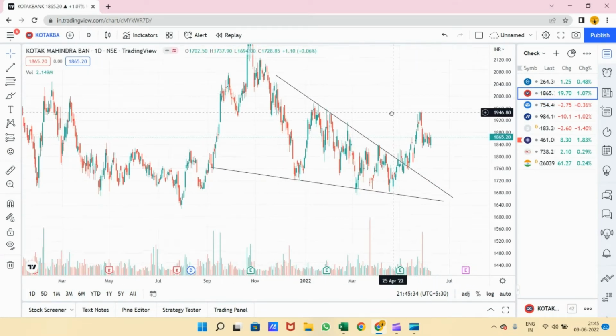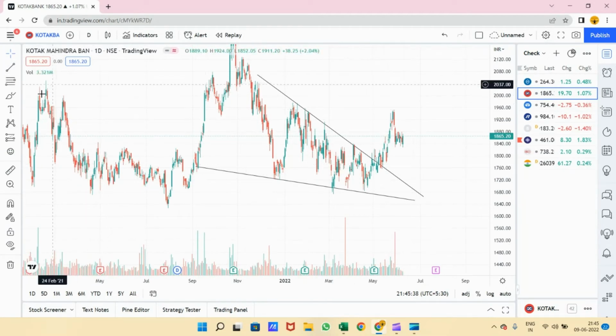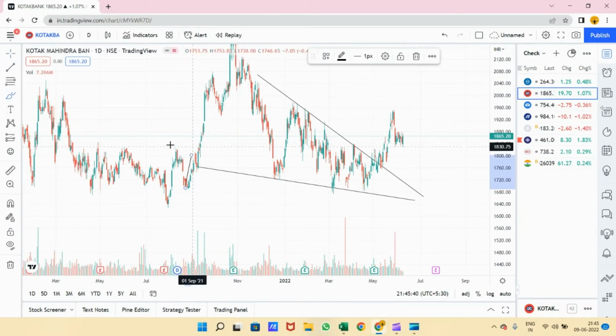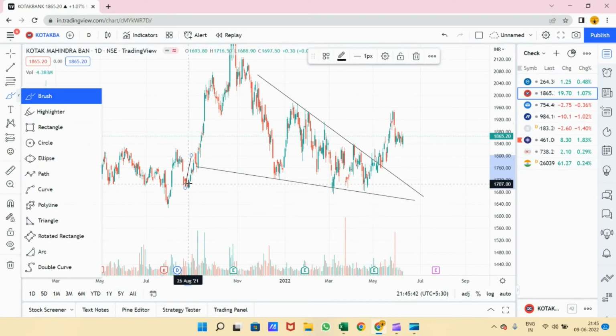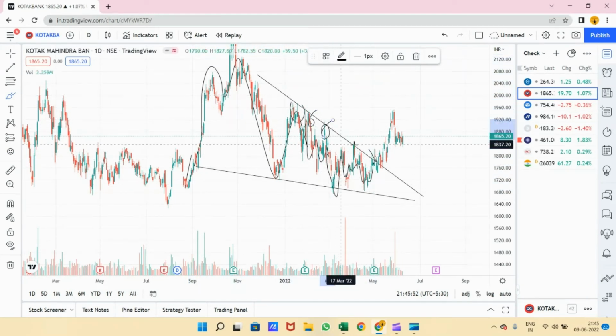Kotak Mahindra. Yeah, see, this is Kotak Mahindra. This is also a symmetrical triangle pattern. I already drew it because I don't want to waste your time. So, as you can see, sellers shorted here, here, here, here, and buyers bought the price here and here and here, and it gave a breakout.